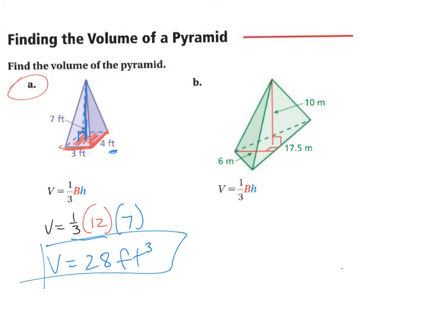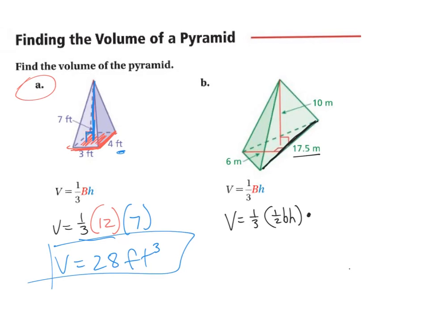So volume is going to be equal to 1/3 of, well, first we have to take 1/2 the base, little b, times the height of this triangle part, times the height of the whole thing, which is this 10. We're just going to figure this out. It looks complicated, but it's really not, guys.